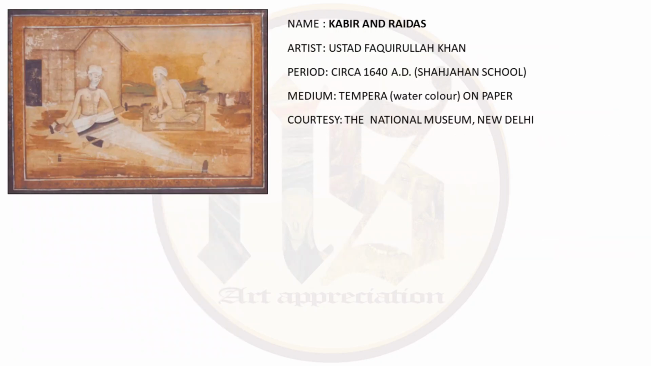Our next painting is Kabir and Raidas. Artist is Ustad Fakirullah Khan. Period is circa 1640 AD, which falls under Shah Jahan. Then medium is tempera on paper and collection is National Museum, New Delhi.